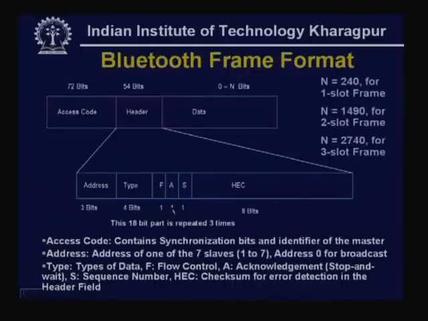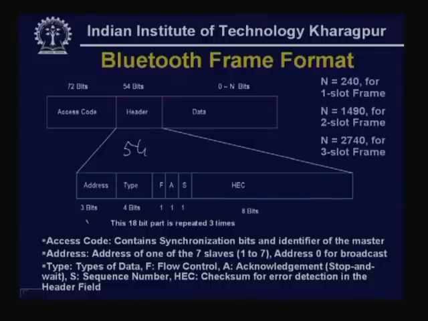And here is the detailed frame format shown here. So, you can see the access code has got 72 bits. So, it contains synchronization bits, identifiers of the master and so on using these 72 bits. Then it has got a header of 54 bits. So, this 54 bit header, here the 18 bit is repeated 3 times.